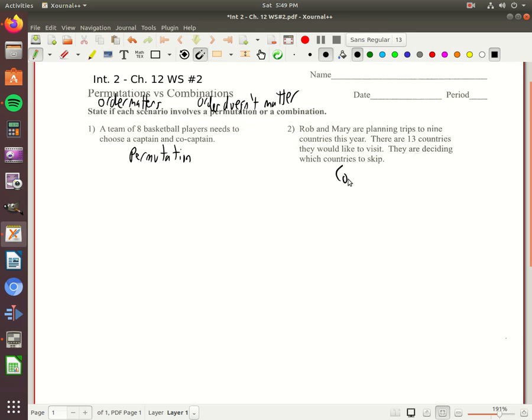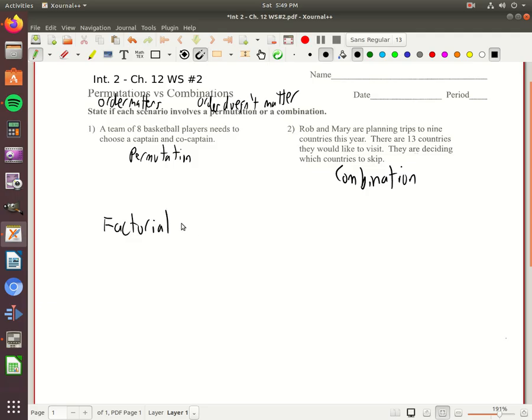So in this one, order would not be important. It doesn't matter the order that they eliminated those countries. What matters is that they're not going to those countries. So that's the difference between a permutation where order matters and a combination where order doesn't. So how do we figure out what these odds are? There's something known as a factorial, and we definitely need to talk about what a factorial is before we begin this.